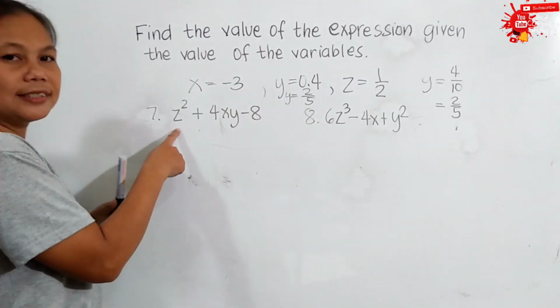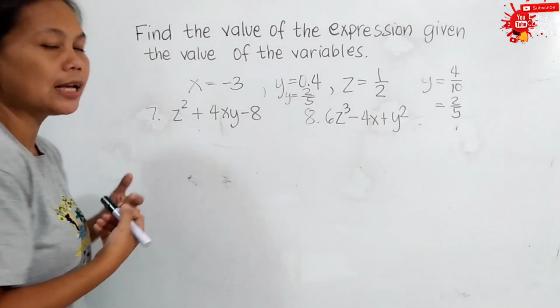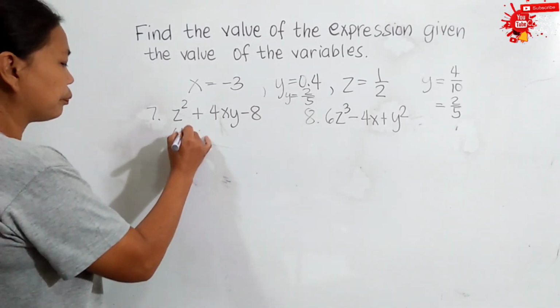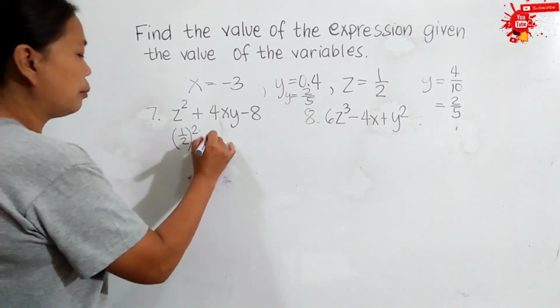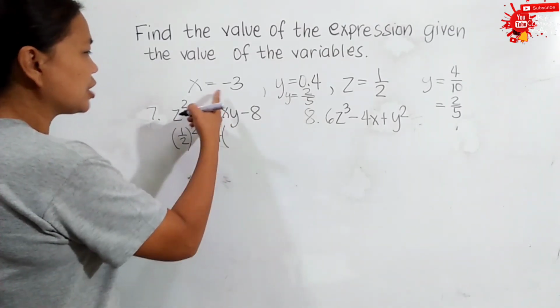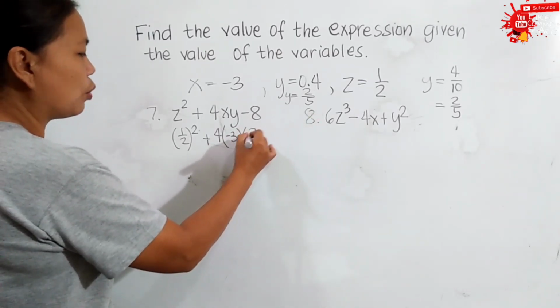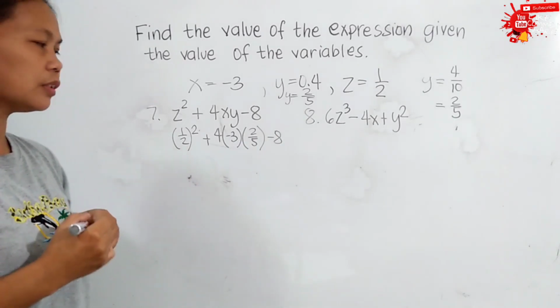So we are given here z squared plus 4xy minus 8. So let us substitute the given value for z, which is 1/2. Then it has an exponent of 2, plus 4 times x, which is negative 3, times y, which is 2 over 5, minus 8. Okay?